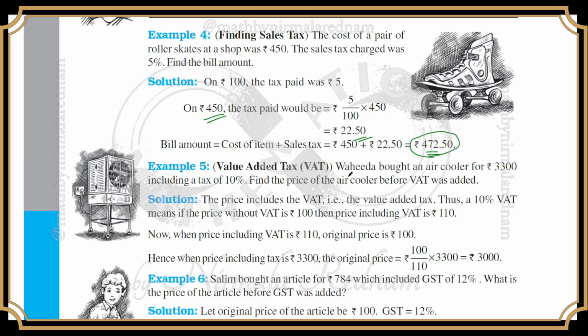Fifth example, Wahida bought an air cooler for 3,300 rupees including a tax of 10%. Find the price of the air cooler before VAT was added. Now here 3,300 is the bill amount, and they are asking us what is the cost or the price of the air cooler before the VAT was added. Now here you need to understand this. Look at it carefully.